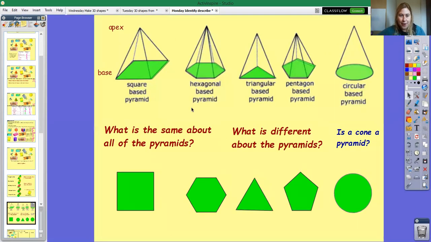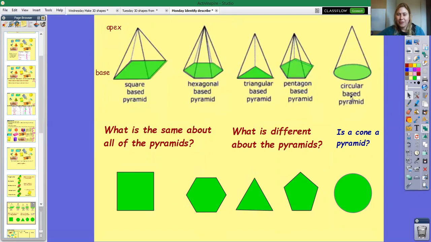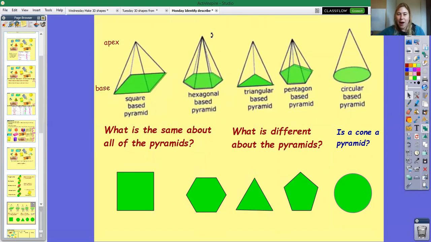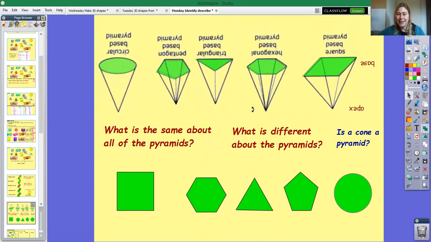Okay, so hopefully you can see that what's the same about all the pyramids is that they all meet at a point at the top called an apex, okay? And that is opposite something called the base. The base is the flat shape that the pyramid would sit on. So if I just turn this, I'll sort of show you what I mean. I wouldn't be able to put the shape on a table and balance it on its apex, on that vertice, would I? It would just fall over.